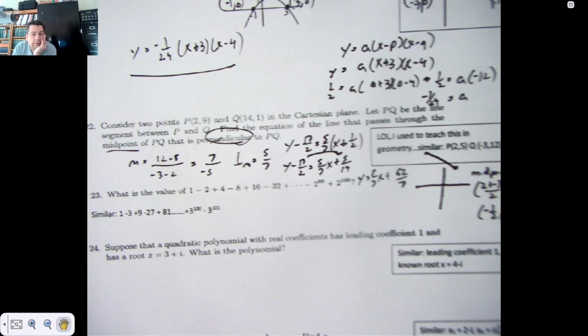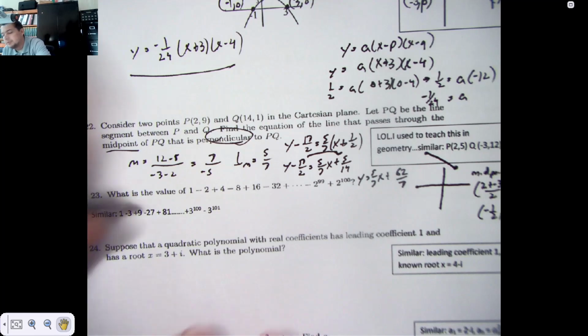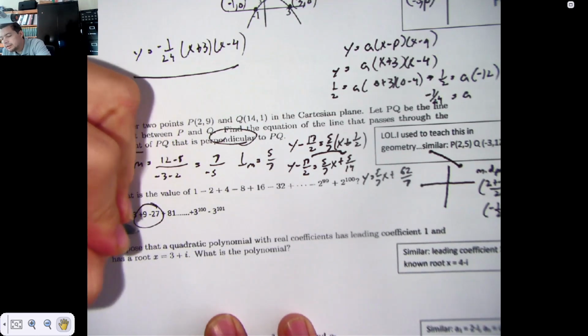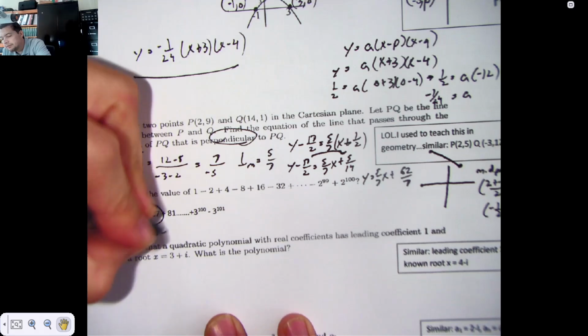What is the value of this thing? You're not actually going to find the value. You're going to write an equation. So in my similar example, I noticed that this is a geometric sequence. The ratio, I'm just going to pick on any two random things, is -27/9, which is -3.